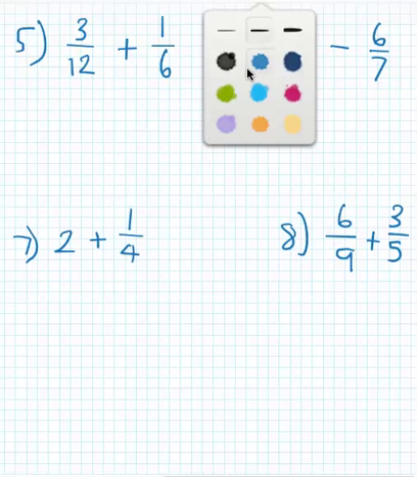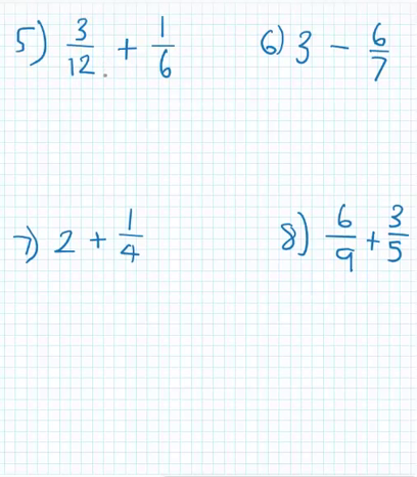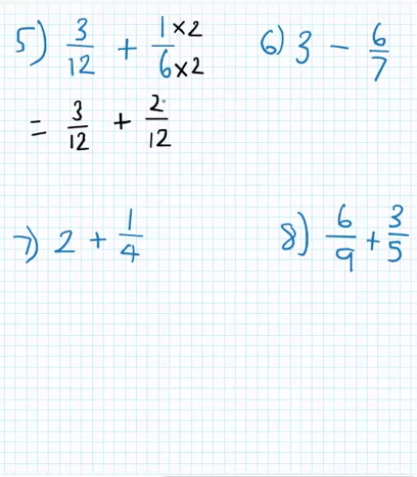So with the first one, question 5, I'll just change my color to black. Have a look at our fractions. We've got 3 over 12 plus 1 over 6. Straight away, I can see I don't have the same denominators, and I have to when adding fractions. So first do a check. Can I turn my 6 into a 12? Yes, I can. I know that 6 times 2 is 12, and what I do to the bottom, I must do to the top. So I end up with 3 over 12 plus 2 over 12. Because 1 times 2 is 2, and I can see I now have the same denominators.